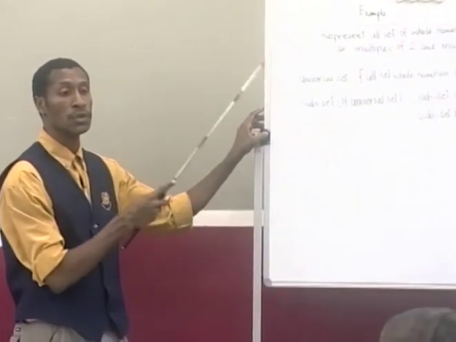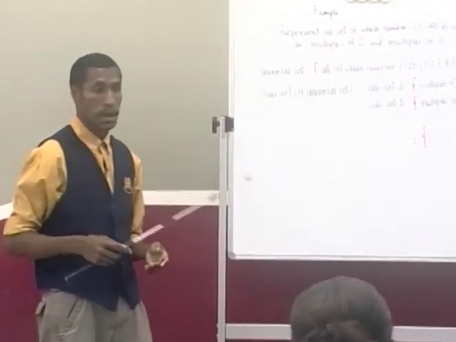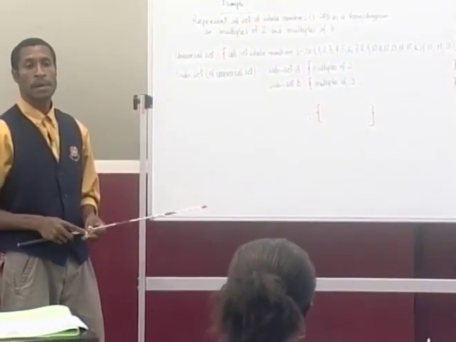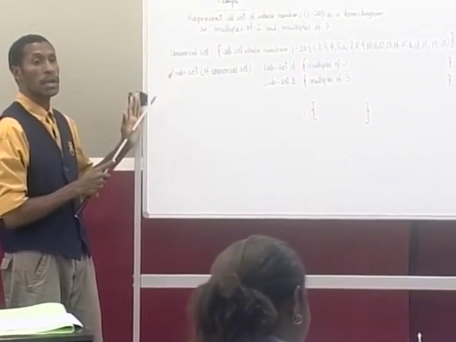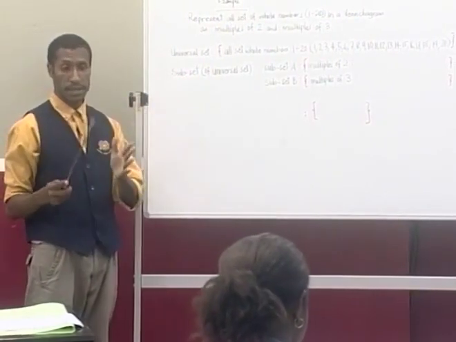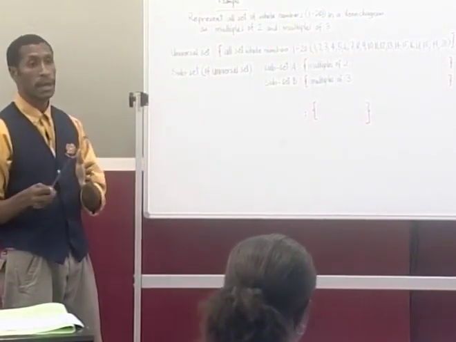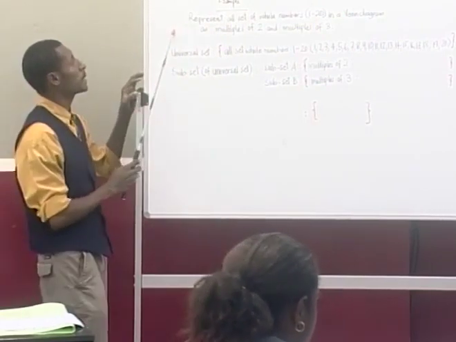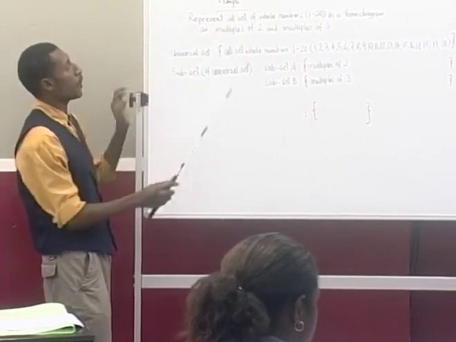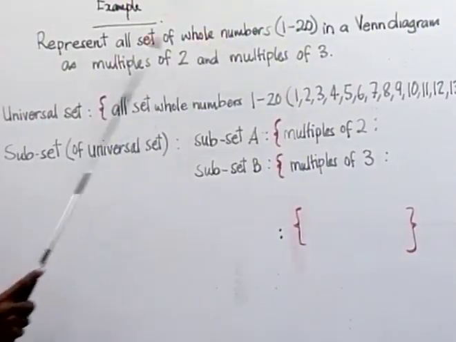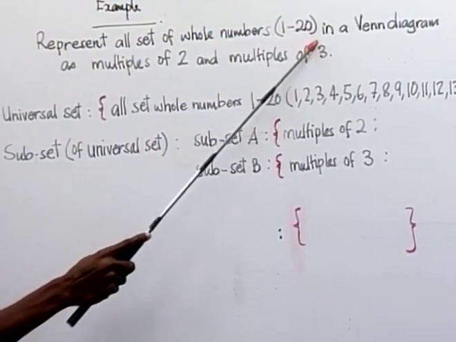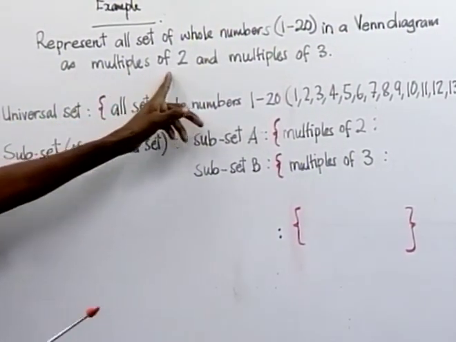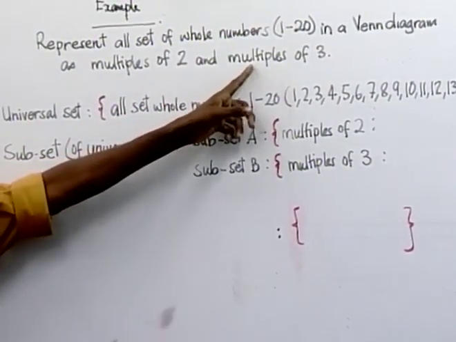The example is also in your receiving student's book. The diagram of it is also in your book. But I'll explain how those sets were presented in the diagram. So, the example here is: represent all set of whole numbers from 1 to 20 in a Venn diagram as multiples of 2 and multiples of 3.